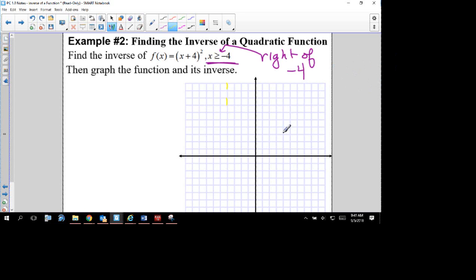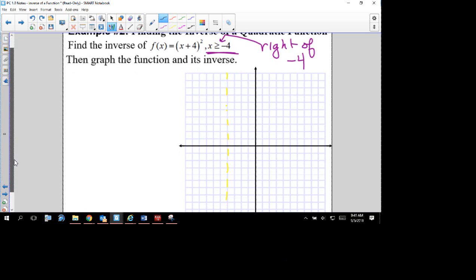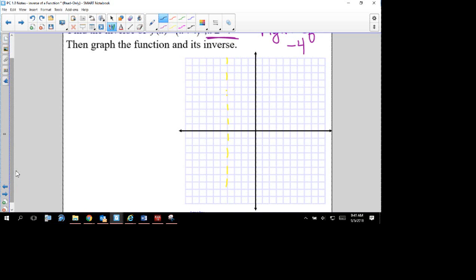So this is when we're doing those piecewise functions. I'm only allowed to graph the original function to the left or to the right of -4. Okay. So let's sketch y equals x line, and let's sketch the original function.